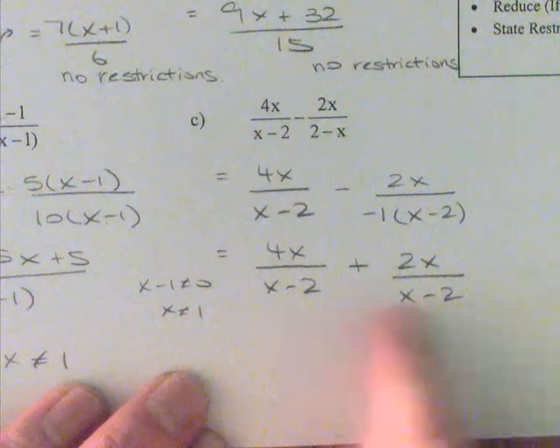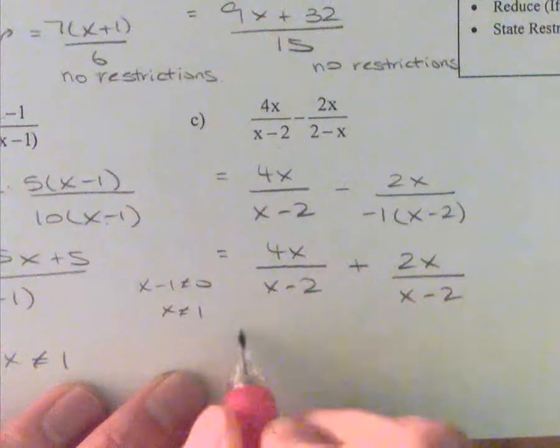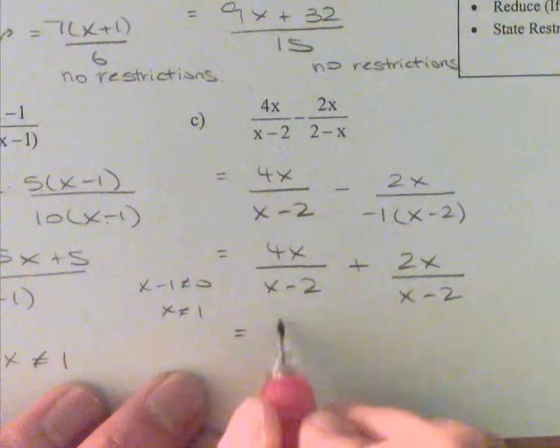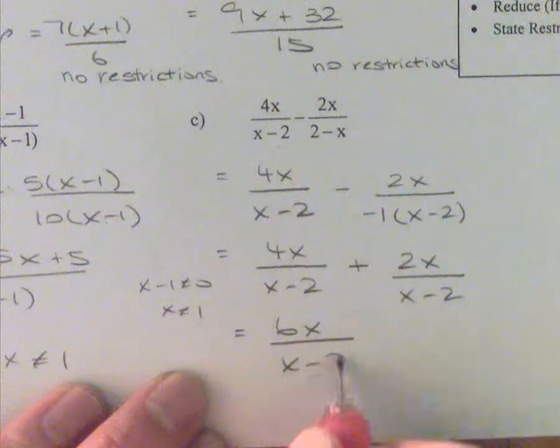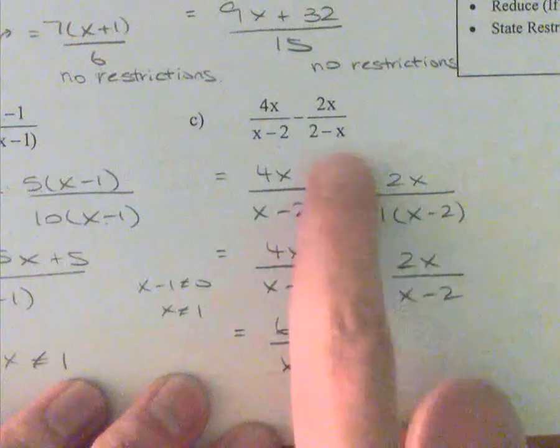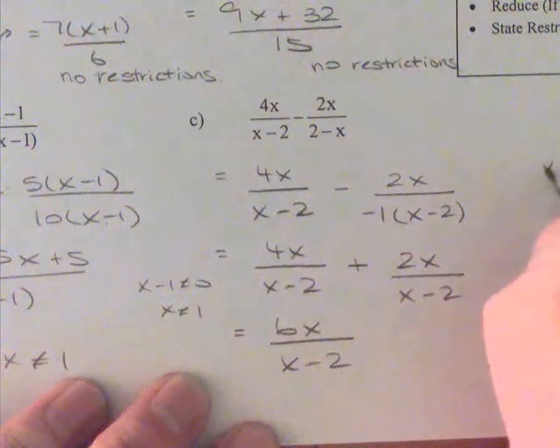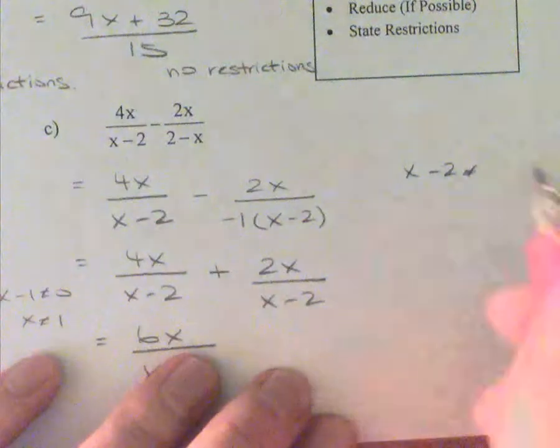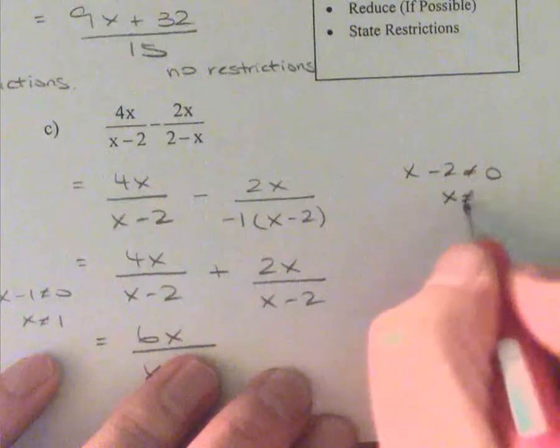They have the same common denominator, so I can simply add the numerators. There's my denominator. So now I can say that x minus 2 cannot equal 0, so x cannot equal 2.